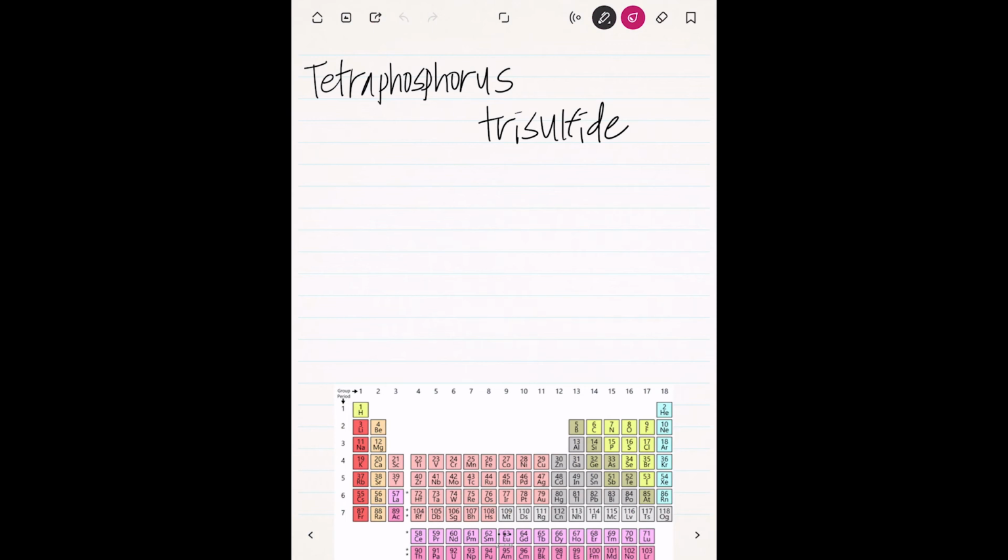Tetraphosphorus trisulfide. We have phosphorus and sulfide. When you find those in the periodic table, notice that they're right here. There are 2 nonmetals, so we have covalent compounds. Now, the rule for covalent compounds is different from what we did previously with metals and nonmetals. With covalent compounds, we need to write down the number, counting each element, using the words mono for 1, di for 2, tri for 3, tetra for 4, and so on. So here we have phosphorus is P, we have sulfide as S.